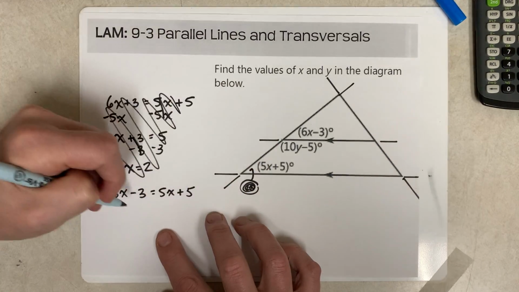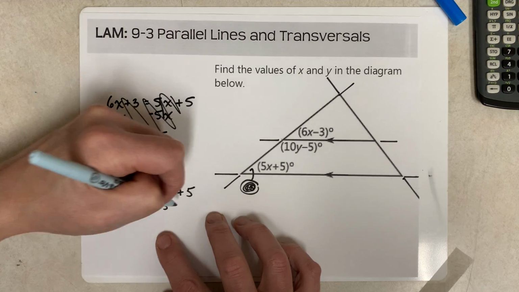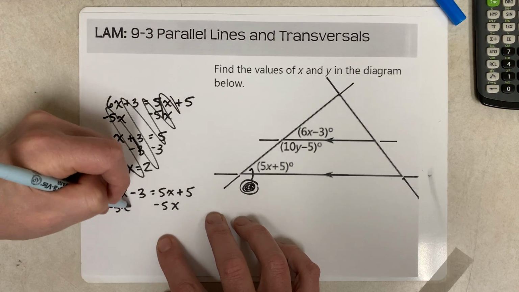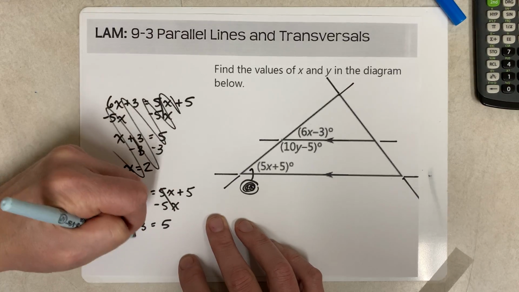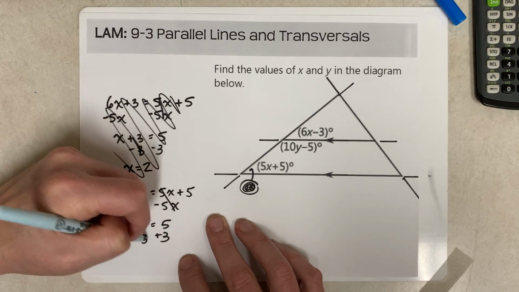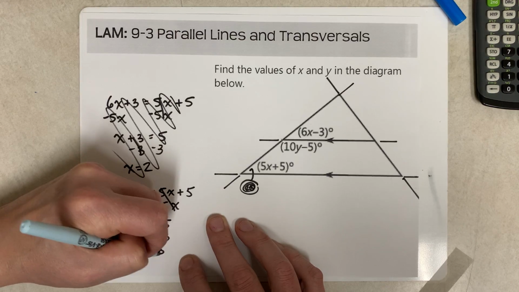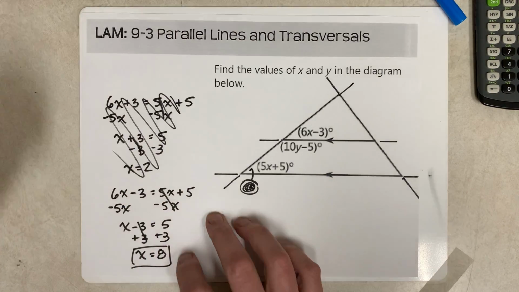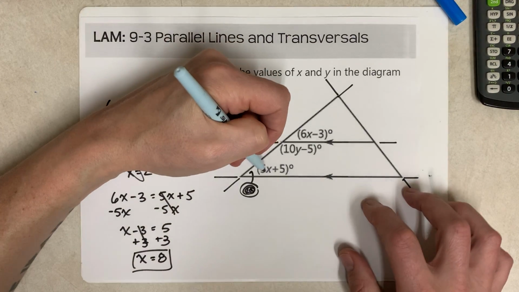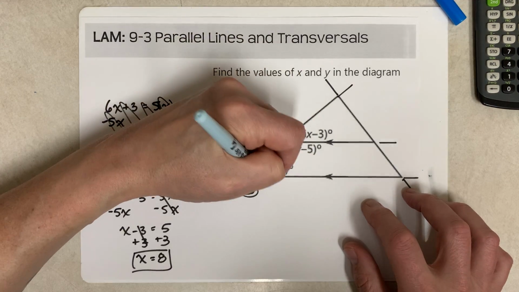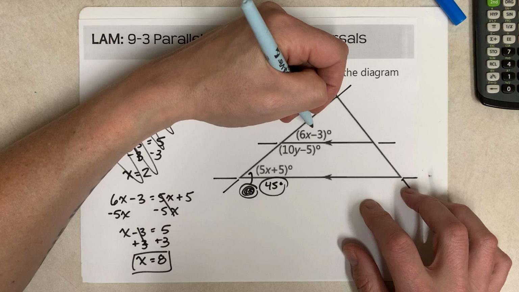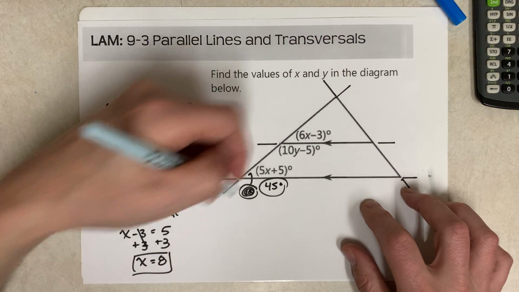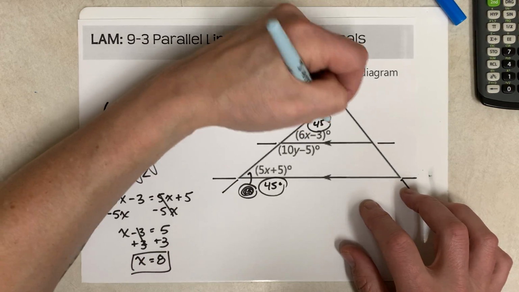Let's get rid of that. Let's see, minus 5x. Minus 5x. x minus 3 is equal to 5. That looks better. Plus 3. Okay, so x is actually equal to 8. That looks a lot better. Okay, 8. So 8 times 5 is 40. 40 plus 5 is 45 now. Much better, which means this is going to be 45. 6 times 8 is 48, minus 3 is 45.